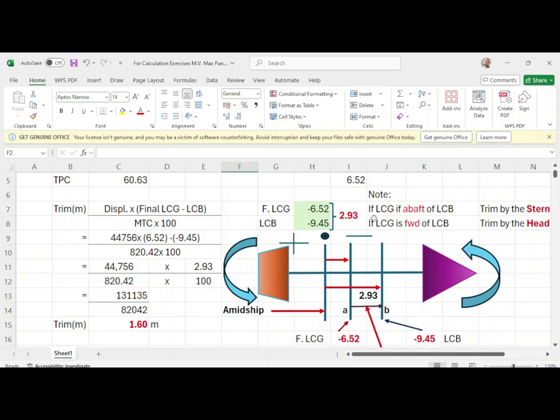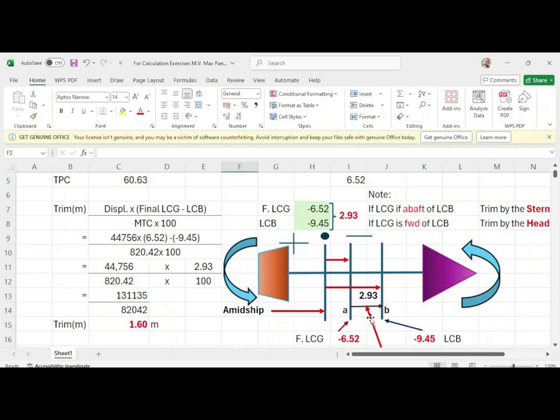So it says here, note, if LCG is above LCB, meaning if LCG is behind, which is already behind from LCB, then it should be trimmed by the stern. Okay? And if LCG is forward of LCB, meaning this final LCG will be somewhere here, forward of LCB, then it will be trimmed by the head. Now, what do you mean by trimmed by the stern?